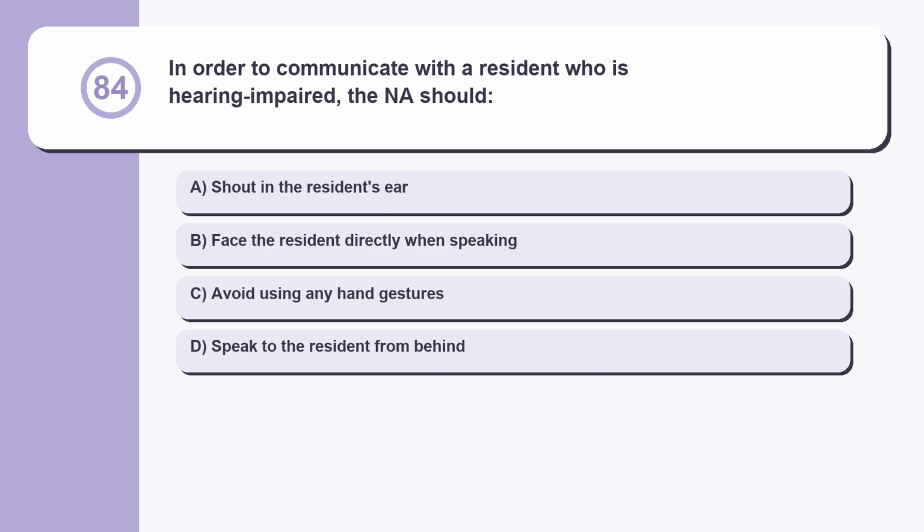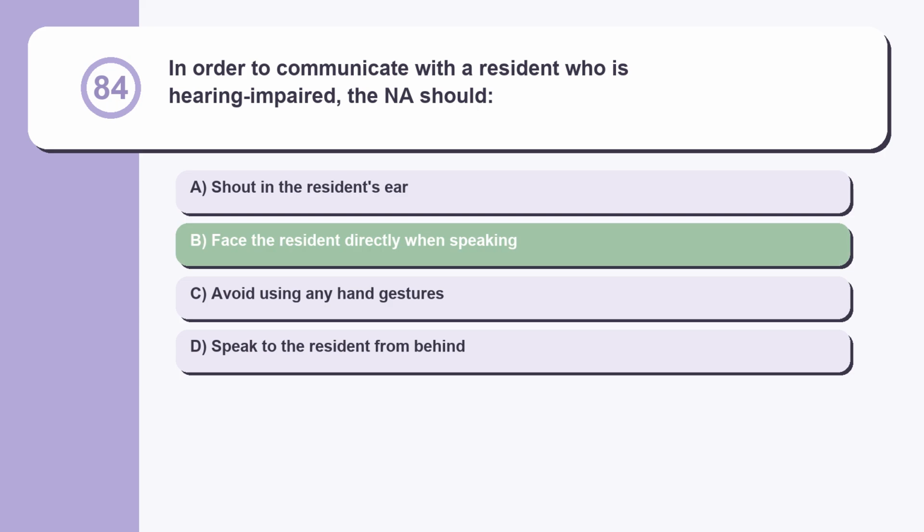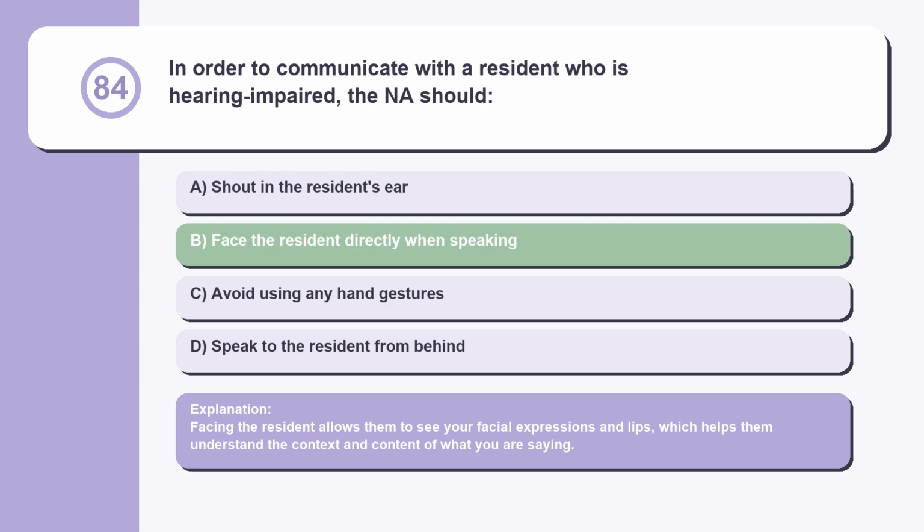Question 84. In order to communicate with a resident who is hearing impaired, the NA should shout in the resident's ear, face the resident directly when speaking, avoid using any hand gestures, speak to the resident from behind. Facing the resident allows them to see your facial expressions and lips, which helps them understand the context and content of what you are saying.